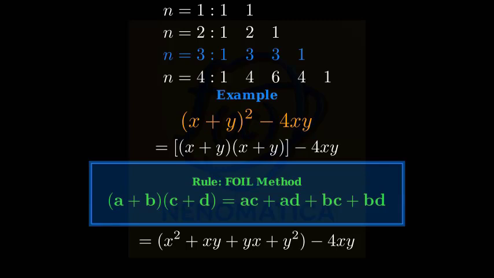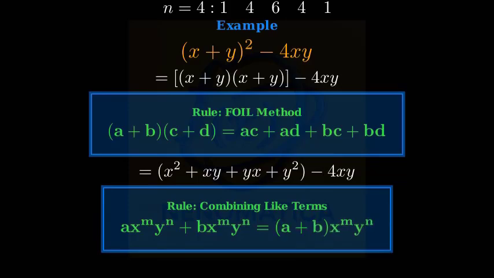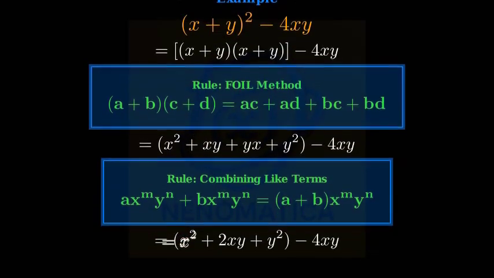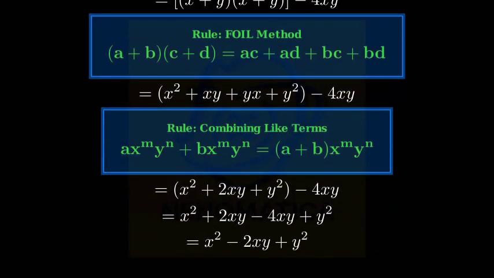Again, xy and yx are the same, so we can rewrite this as x squared plus 2xy plus y squared minus 4xy. Let's combine like terms. We have 2xy minus 4xy, which simplifies to negative 2xy. So our result is x squared minus 2xy plus y squared.